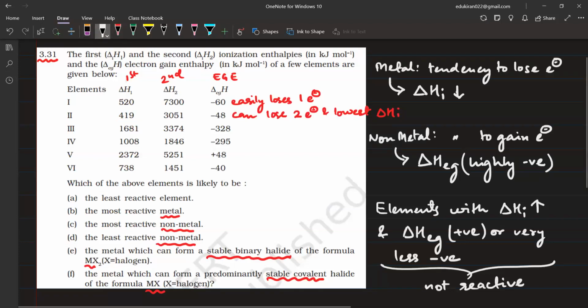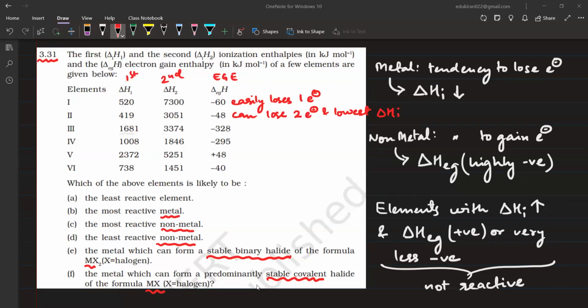Now let us look at the third case. In this, we have pretty high first ionization enthalpy, and the second ionization enthalpy is also high. Now, if I compare here, the second ionization enthalpy is not very much higher. Correct, guys? Yes or no? Please tell me.